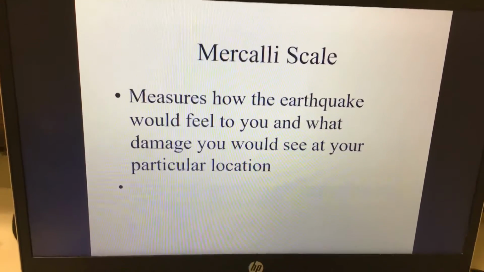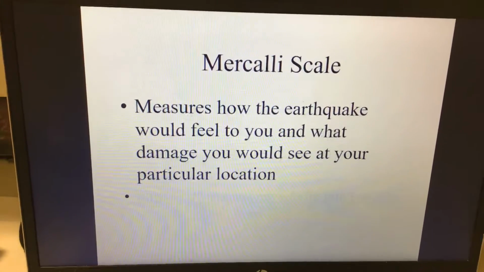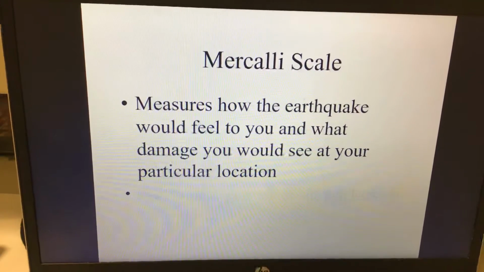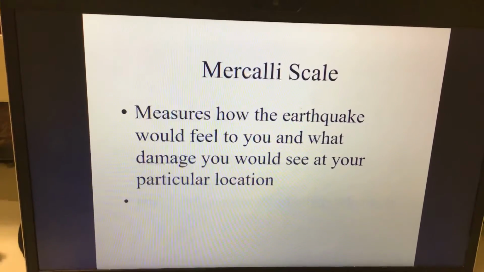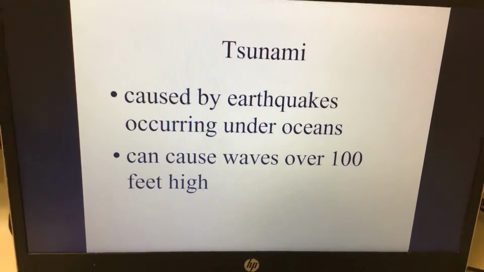Mercalli scale basically shows how the earthquake would feel to you and the damage at your location. So the Mercalli scale is more about damage. A Richter scale is more about the strength of the waves.